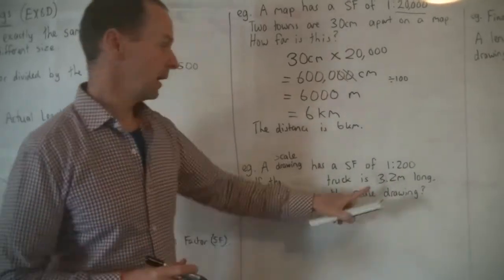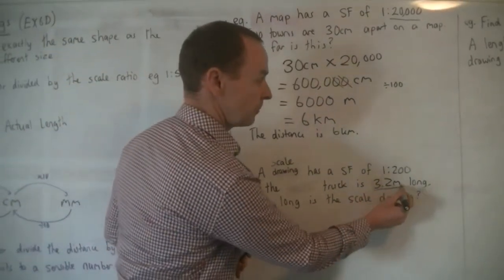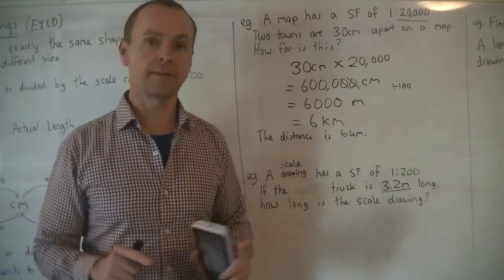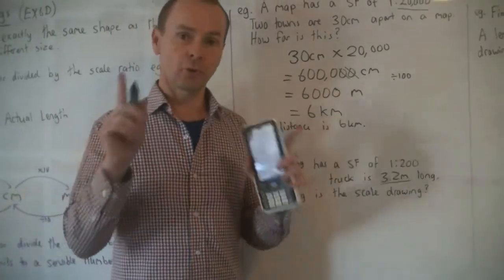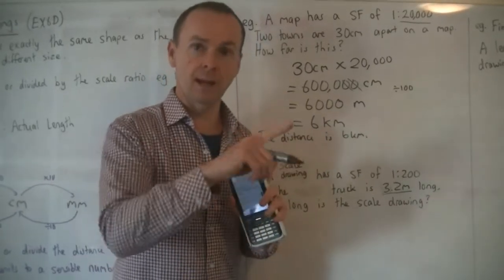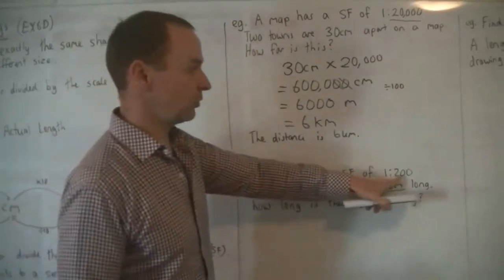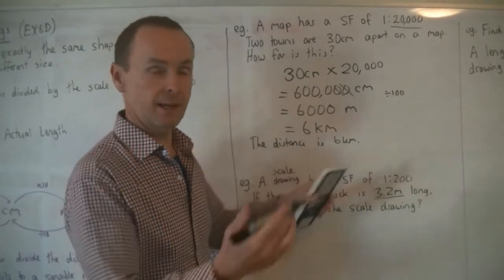So let's have a think. In real life, it's 3.2 metres. On the scale drawing, is it going to be bigger than 3.2 metres or smaller? Obviously the scale drawing is going to be smaller, isn't it? So it fits on our page. So does that mean we multiply it or divide? We divide to make it smaller.